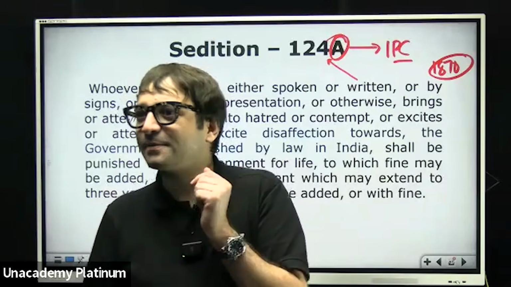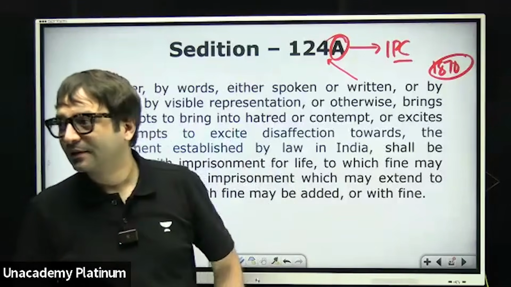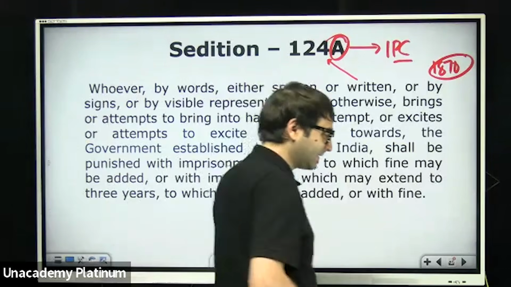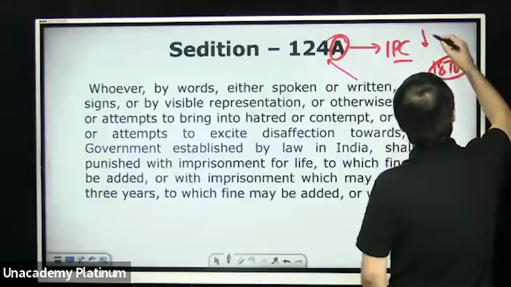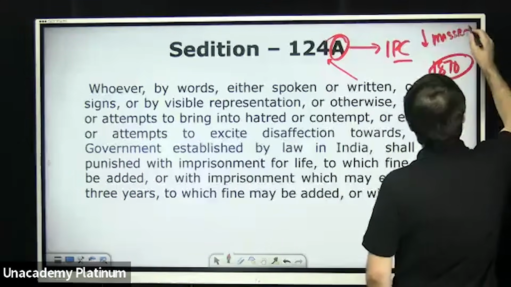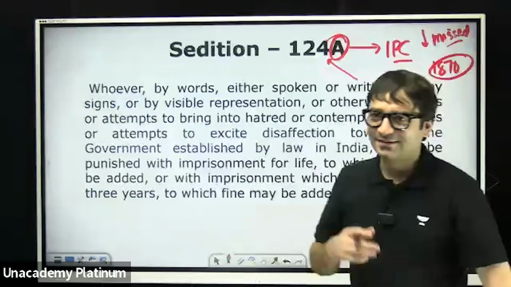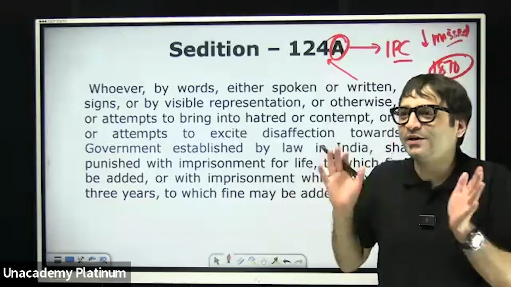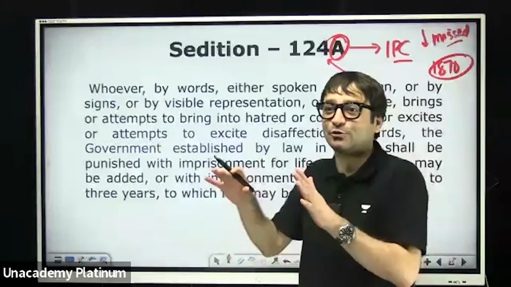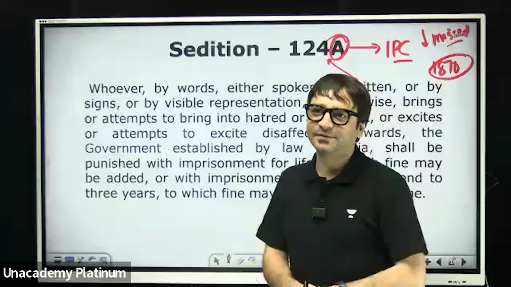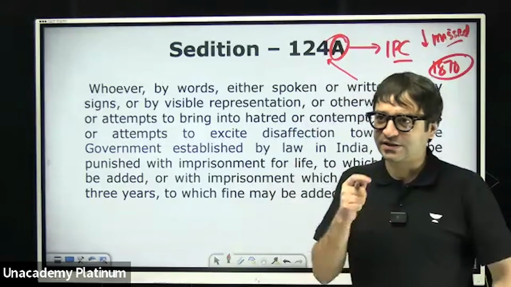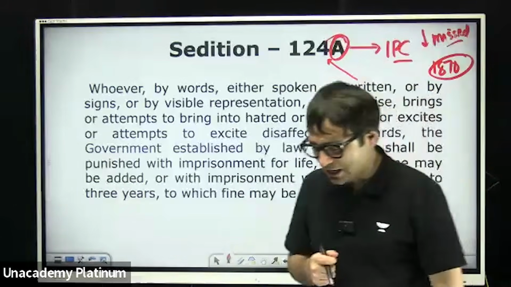Because of the revolt of 1857. So after that, the British were... No, it is because it was missed. They somehow missed adding it to the Indian Penal Code, although it was part of the Indian Penal Code draft. They somehow missed it. But what is this Indian Penal Code section 124 capital A?